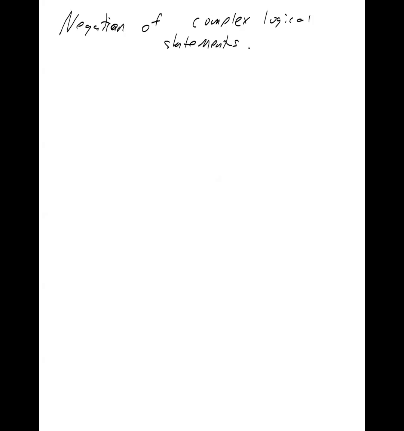All right, so what is the negation of... Well, a complex logical statement is something that has more than one thing involved in it, right? Complex means multiple parts. So the first operator that has multiple parts in it is the AND operator. So what's the opposite of P and Q? What's the negation of P and Q?